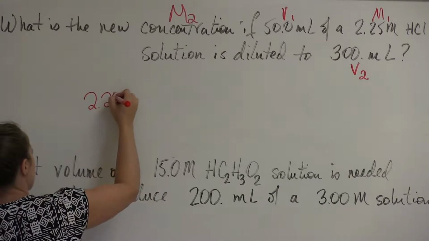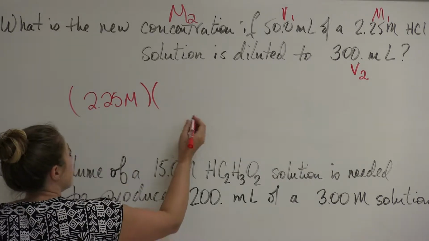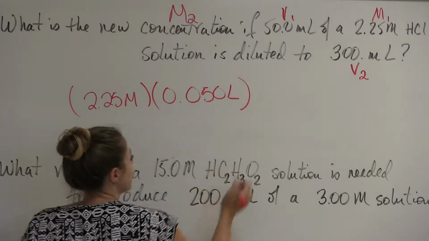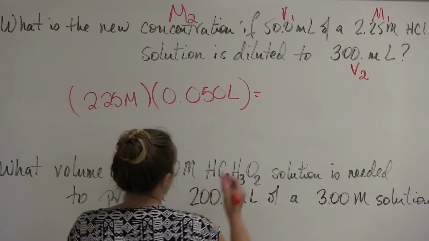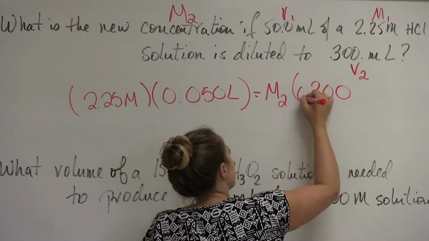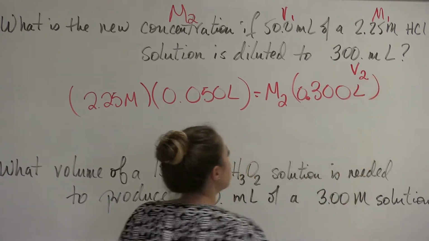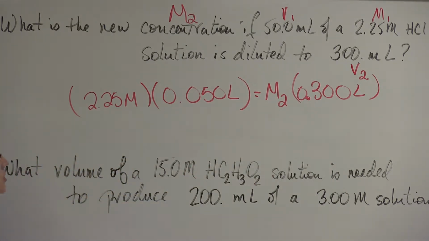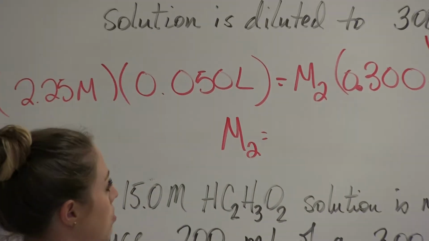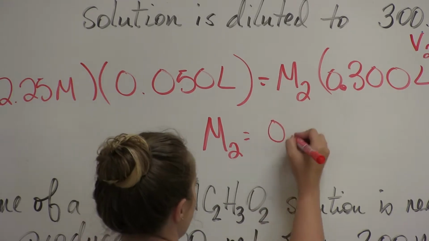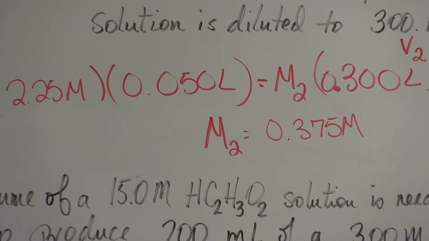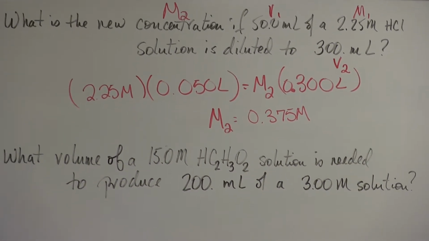We've got 2.25 molar times 50 milliliters, which we're going to do in liters, so 0.050 liters, equals my M2, which I do not know, I'm solving for it, times my V2, which is 0.300 liters. Okay, so if you divide by 0.300 liters, you will get that the final concentration, if you dilute it to 300 milliliters, will be 0.375 molar.